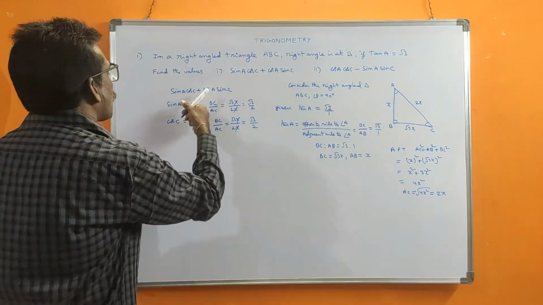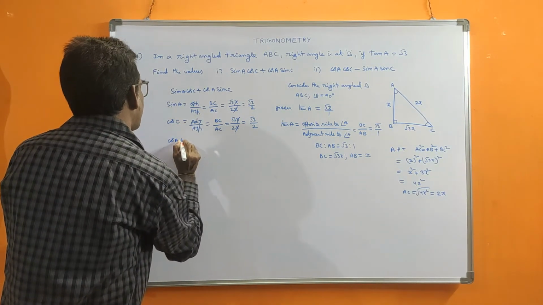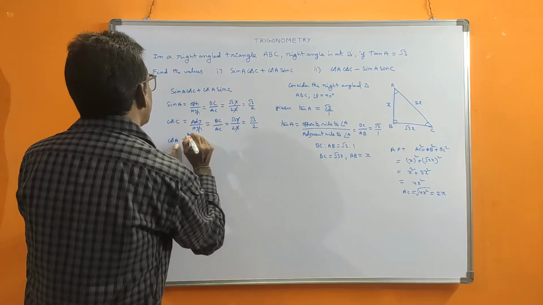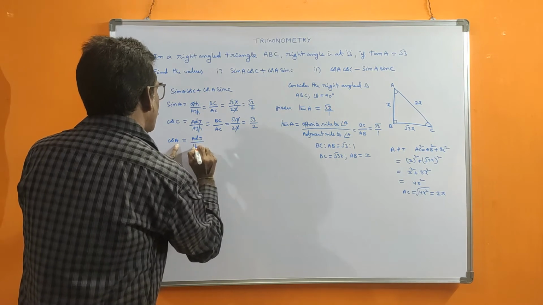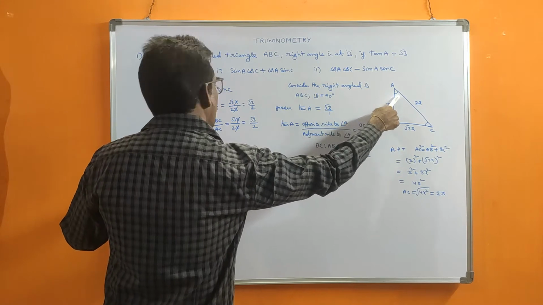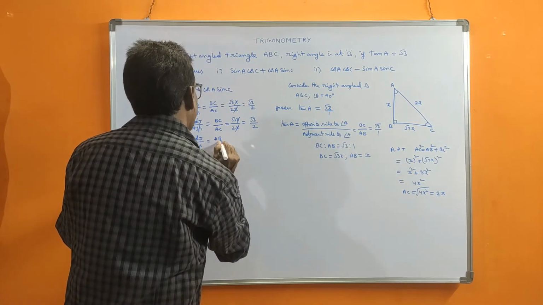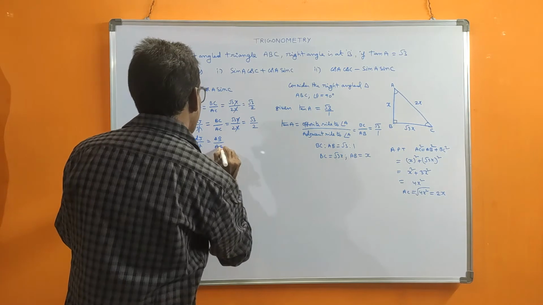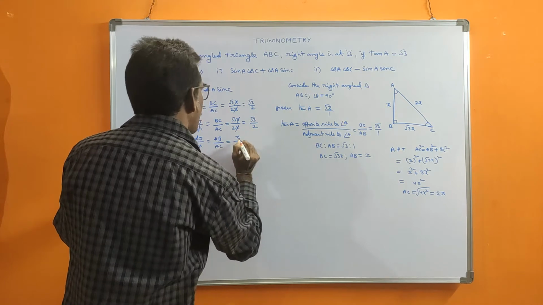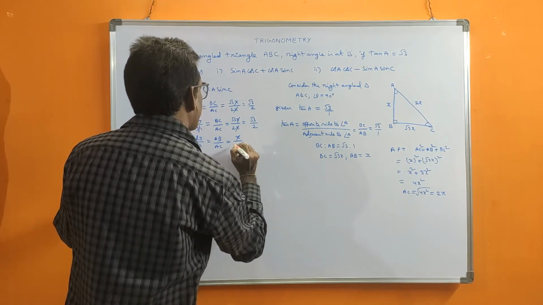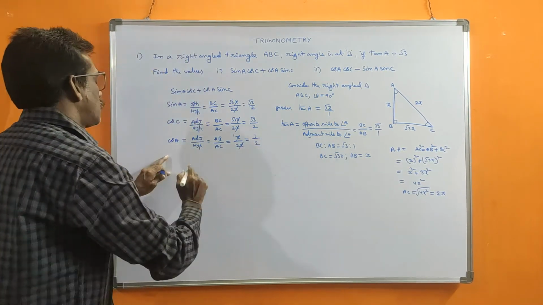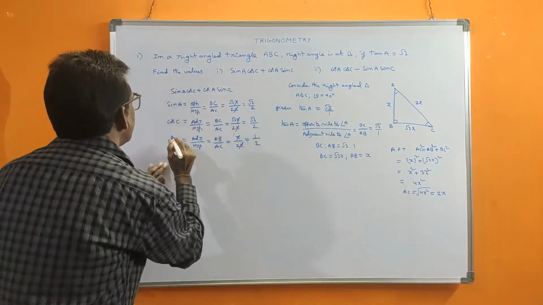Now cos A. This is for cos A, so the cos formula is adjacent side by hypotenuse. Now again take A. For A, you should take adjacent side AB, according to the angle only. Hypotenuse is AC. AB value is x, AC value is 2x. X cancels. Nothing is there, so you think 1. 1 by 2.